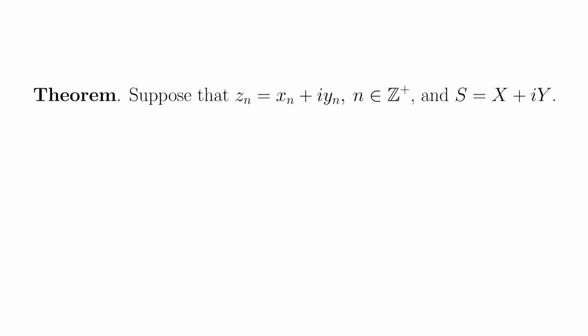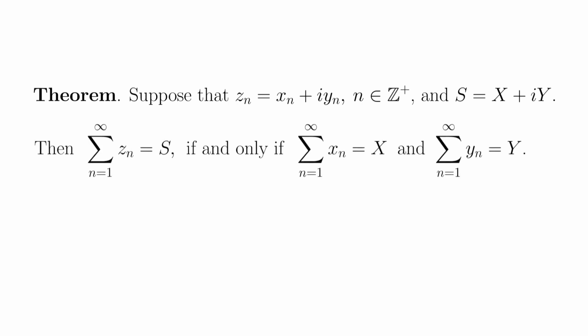Suppose that the complex number z sub n is equal to x sub n plus i y sub n, where n is a set of positive integers and the sum s is equal to x plus iy. Then the theorem states that an infinite series of z sub n converges to s if and only if the infinite series of x sub n converges to x and the infinite series of y sub n converges to y.